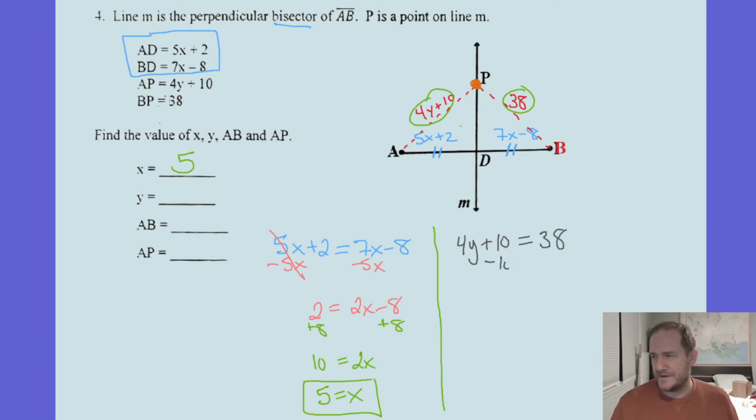So I'd be subtracting 10 from both sides to get rid of the 10. That leaves me with 4y, which equals 28. Now I can divide by 4. It cancels. I get y equals 7.